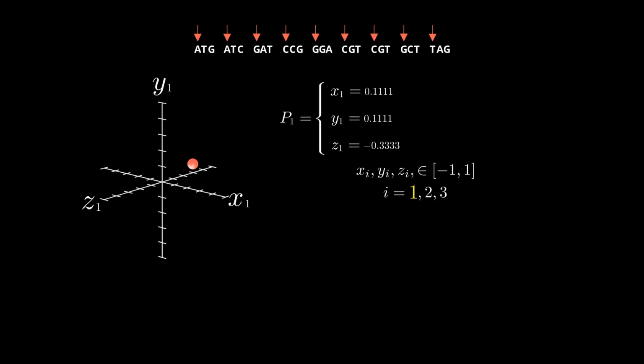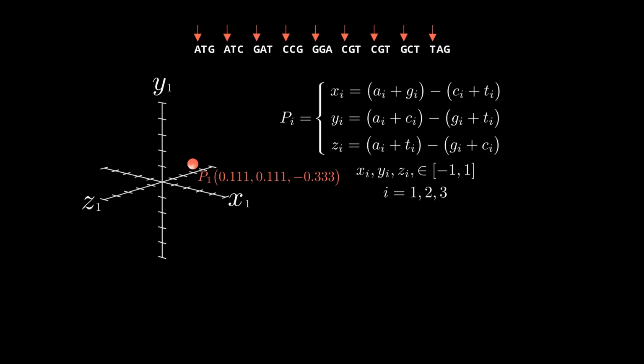And now we have successfully plotted P1 in a 3D space whose position can be located by our coordinate 0.11 in the x sub 1 dimension, 0.11 in the y sub 1 dimension, and minus 0.33 in the z sub 1 dimension. But remember that this is only when I is equal to 1. We still need to do when I is equal to 2 and 3 as well, and that is only for our first formula. So let's do the same thing we did when I was equal to 1 for when I is equal to 2 and 3 also.